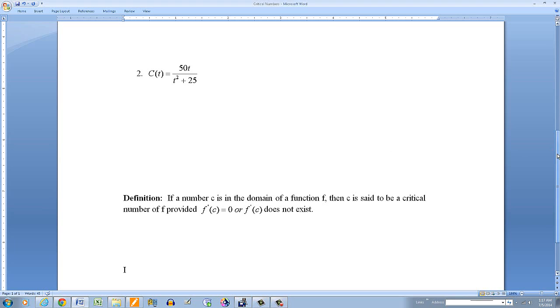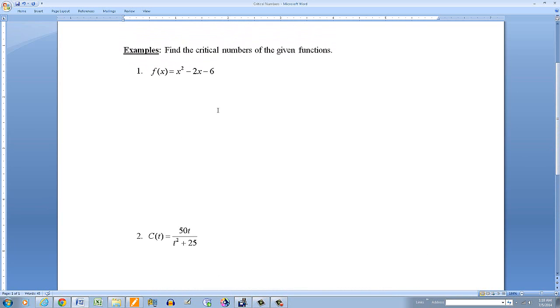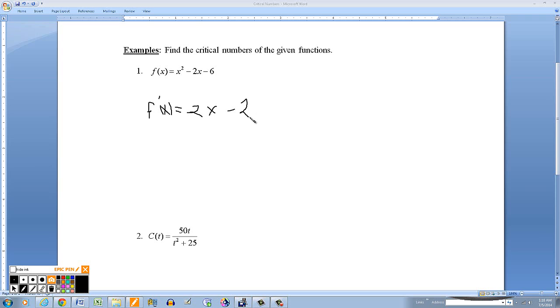Okay, so the obvious thing to do, in the first example, where we have to find the critical numbers of the given functions, is to find the derivative. Using our basic formula, we can find the derivative of this function. The derivative of x squared is 2x. The derivative of minus 2x is minus 2. And the derivative of minus 6, that's a constant, is 0.